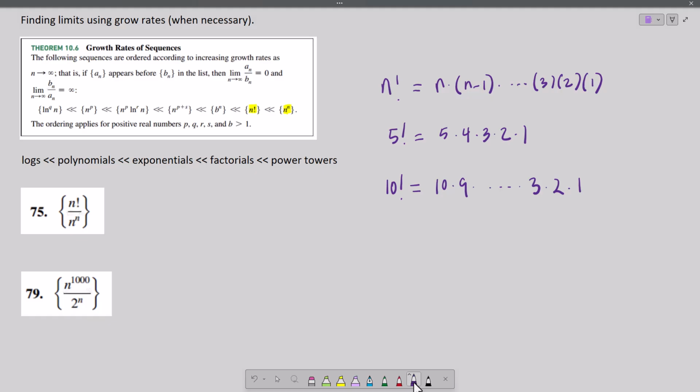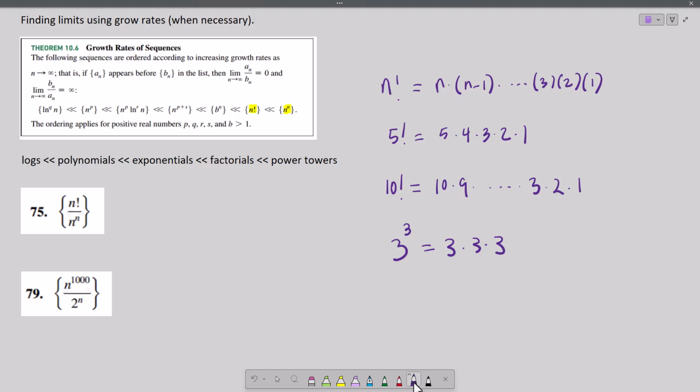All right, and then there is the power tower. The power tower looks something like that if you put in numbers, and when you substitute a number in, it is what you think it is. But that thing is not exponential, and it's not a polynomial.